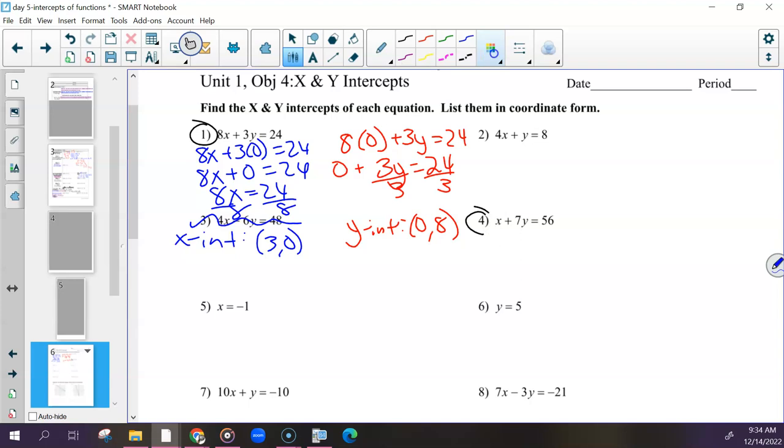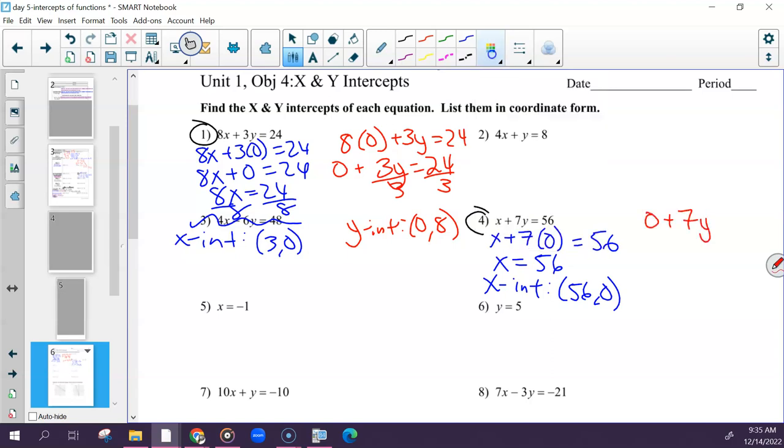But for number 4, if I put 0 in for y for this one, what happens? It just becomes x equals 56. So that would be your x-intercept. Some x-intercepts can be large, but if you are working with really small numbers and you get a really big number, maybe double-check your work. What would our y-intercept be? 8. So how would you write that? 0, 8.